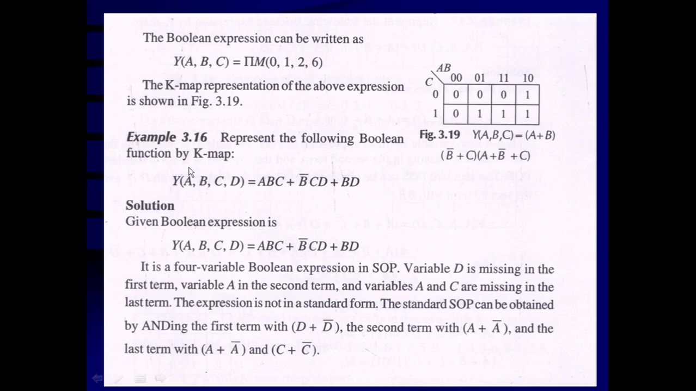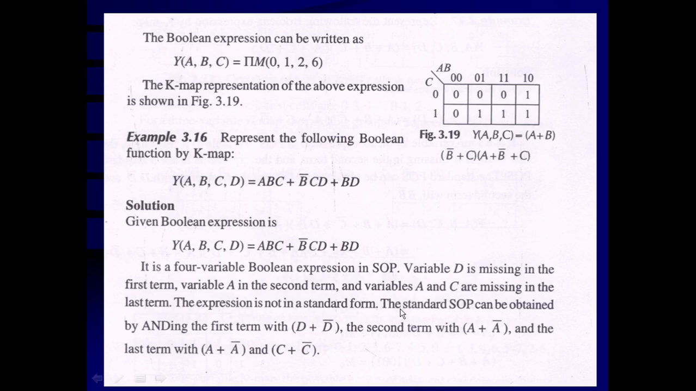Represent the following Boolean functions by the Karnaugh map. Y is a function of ABCD, equal to ABC plus B bar CD plus BD. Convert it into the standard sum of product equation. The given Boolean expression is a 4 variable Boolean expression in sum of product form. Variable D is missing in the first term, variable A is missing in the second term, and variables A and C are missing in the last term. The expression is not in the standard form.